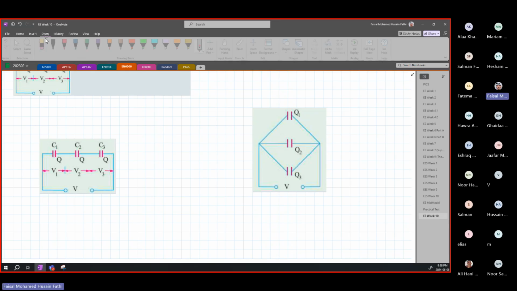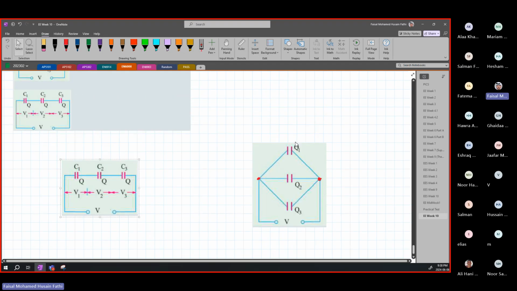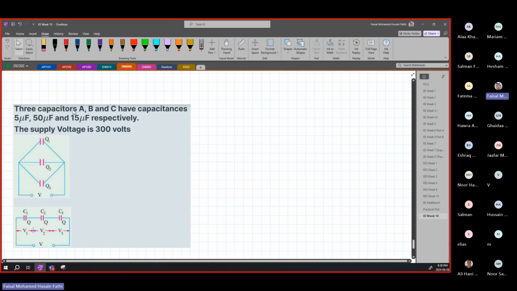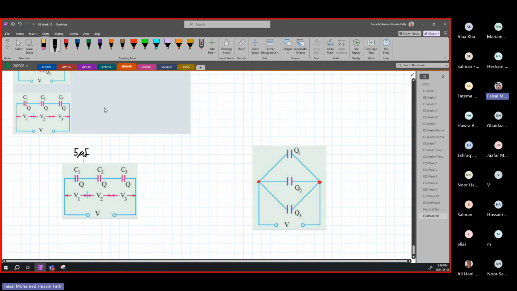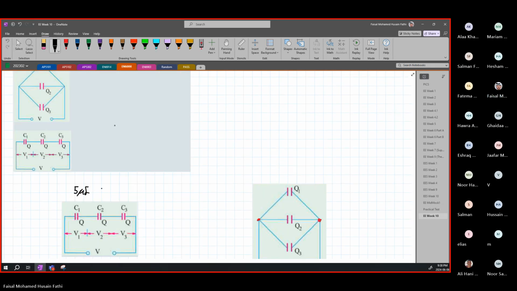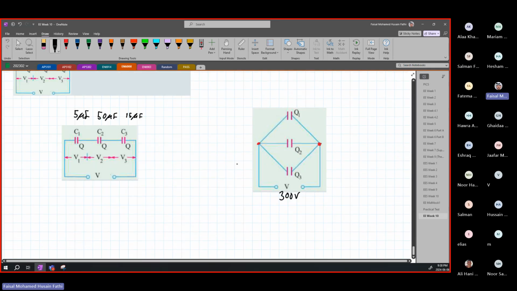How do you know they're in parallel? Just apply the rule. They're all connected at 2 points to each other, so they are in parallel. All right, so you have your capacitors here and you have them then connected in this formation. First, 3 capacitors, they have these capacitances. So this is 5 microfarads. This is 50 and 15. And the voltage for both is the voltage source, 300 volts.